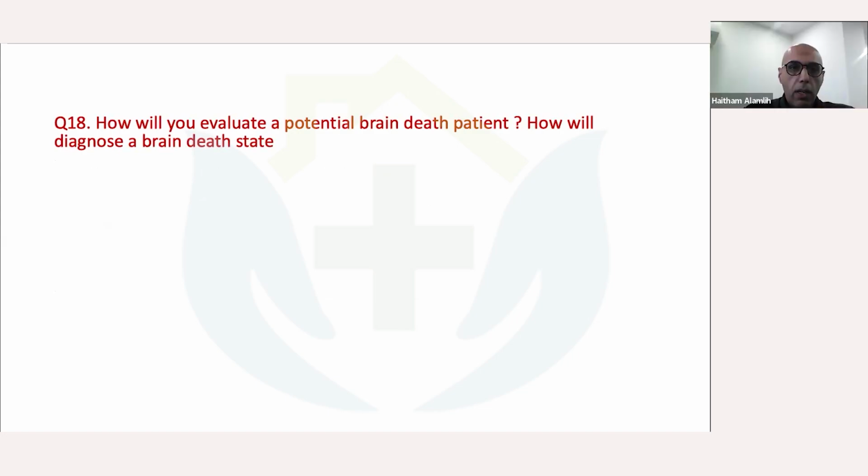I will evaluate the potential brain death. I will diagnose the brain death. First of all, I have to stop all the sedative medication, all the medication that affects the brain function. I have to make sure that there is no abnormal lab test that interferes with the brain death examination. Then I have to evaluate the brainstem reflexes and the apnea test. Then it's not mandatory, but we can proceed to EEG and cranial Doppler ultrasound.